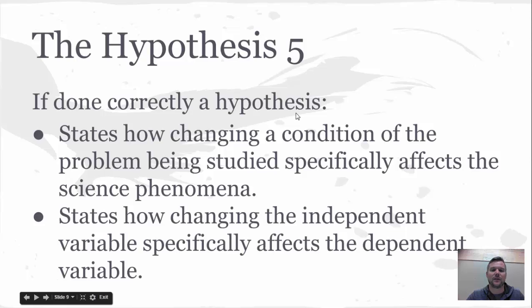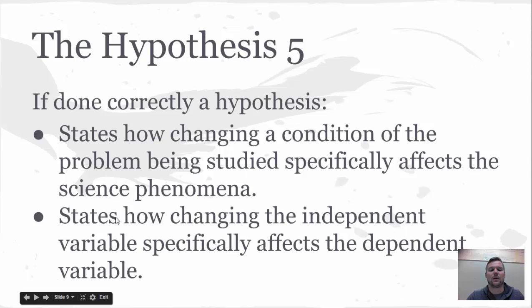If done correctly, the hypothesis should state how that condition will specifically, I want to emphasize the word specifically, affect the science phenomena, in this case reaction rate. How does the specific condition specifically affect the reaction rate? Increase, decrease. Not just affects reaction rate, but increases the reaction rate. So we know that there should be an effect. We know it should be a cause-effect relationship, but we want to know specifically what that effect will be.